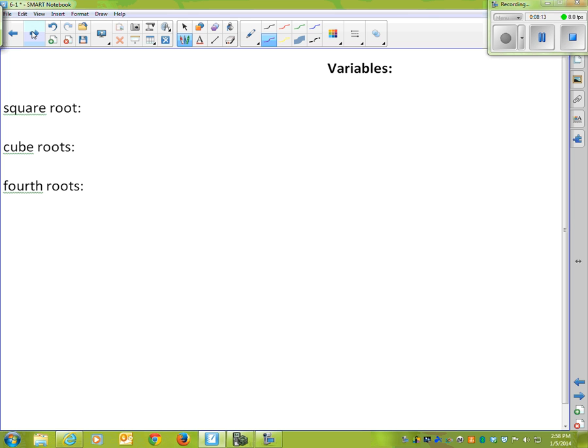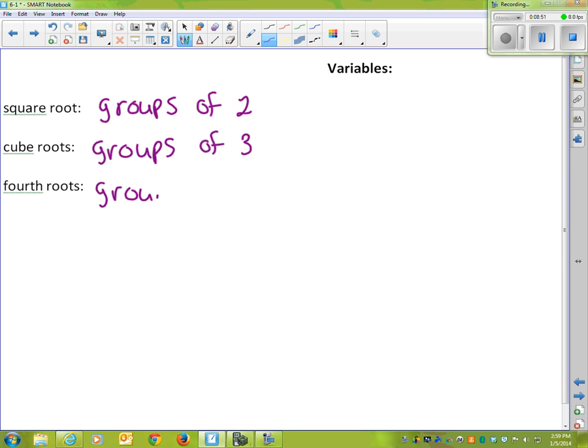The next thing I want to talk about is when we're looking for variables and we're trying to take the fourth root or the fifth root concerning variables. So in previous lessons, we've dealt with square roots. On square roots, we looked for groups of 2, circled them, and pulled them out. If you have a cube root, you're going to look for groups of 3. If you find 3 x's, you'll circle and pull it outside of the radical. Fourth root, you'll look for groups of 4. Fifth root, groups of 5. Sixth root, groups of 6, things like that.